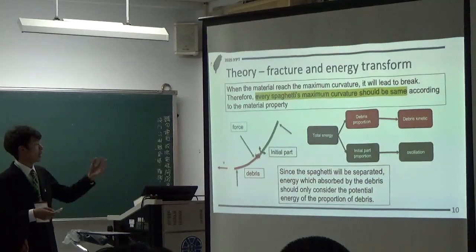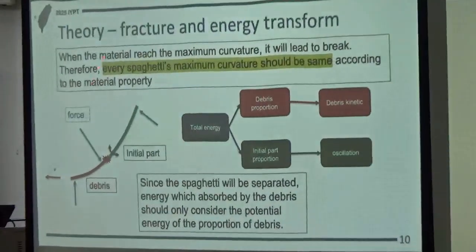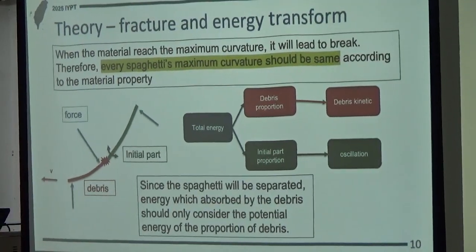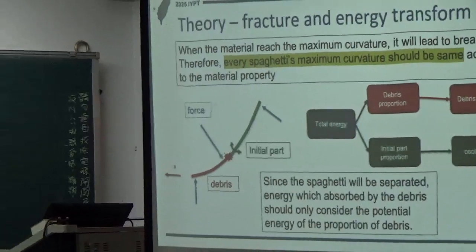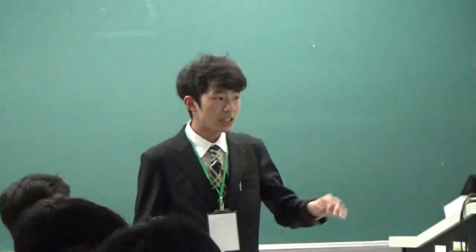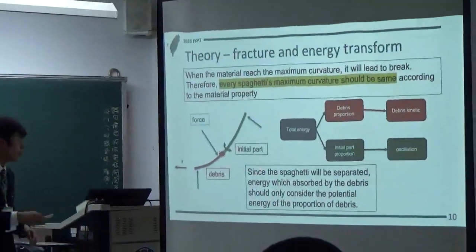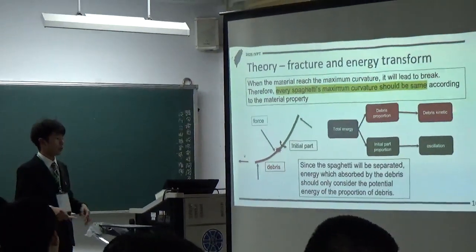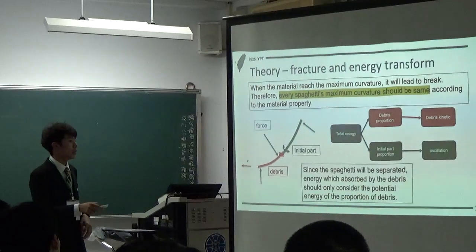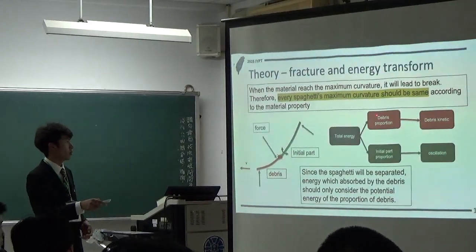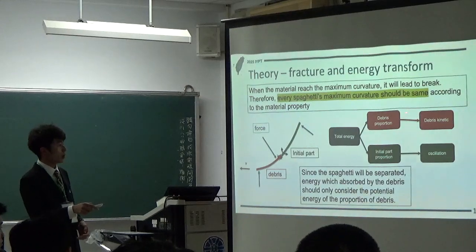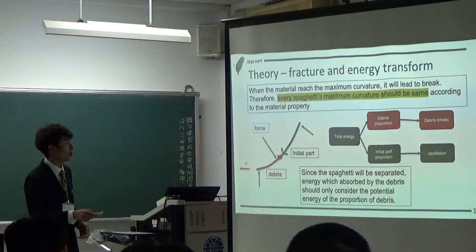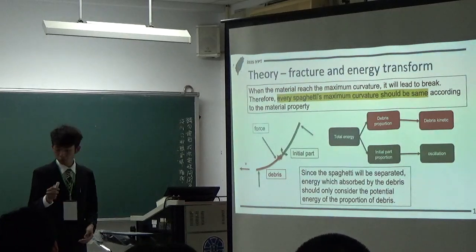So how does the spaghetti break? We think the material will break at the maximum curvature, and therefore the average spaghetti's maximum curvature should be the same according to material properties. This means that every piece of spaghetti we push in should break at the same maximum curvature. Since the spaghetti will be separated into two parts, debris and initial part, the energy absorbed by the debris is only considered the potential energy of the debris. This is the total energy. It will turn into two parts: the debris portion will turn into the debris kinetic energy, and the initial part will cause the initial part's oscillation.